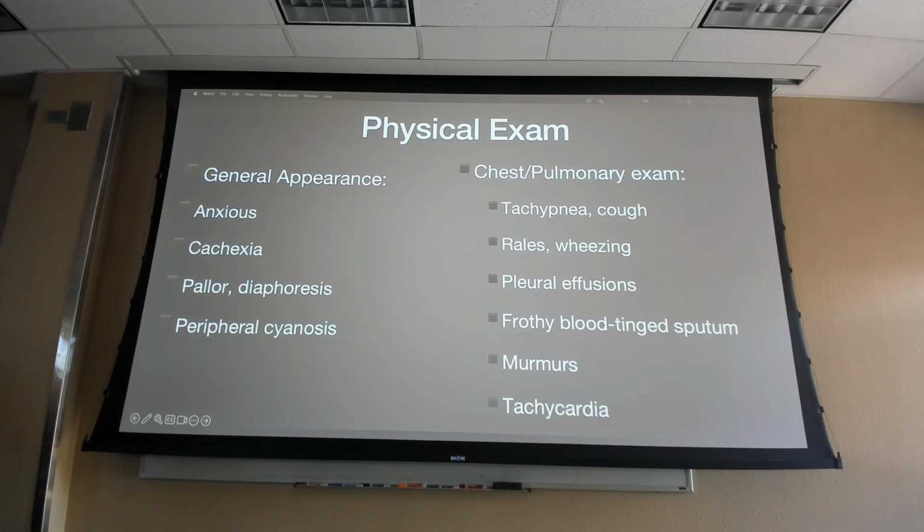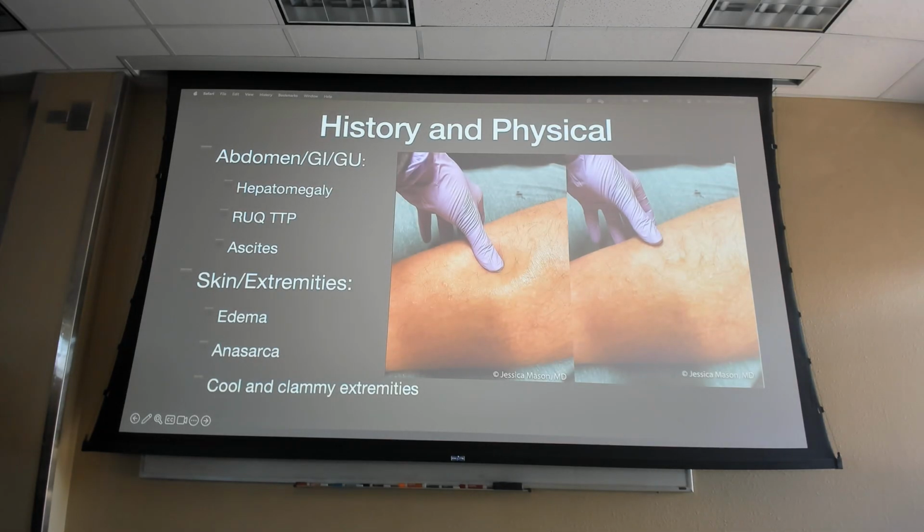When you listen to them, you're going to hear rales, wheezing, maybe pleural effusions, frothy blood-tinged sputum, like I just said, maybe murmurs, tachycardia, could be a number of things. All right? Abdomen, GU, they can have hepatomegaly. You guys do all that little reflex stuff. They could have right upper quadrant tenderness because of their hepatomegaly. They could have ascites, a bunch of fluid.